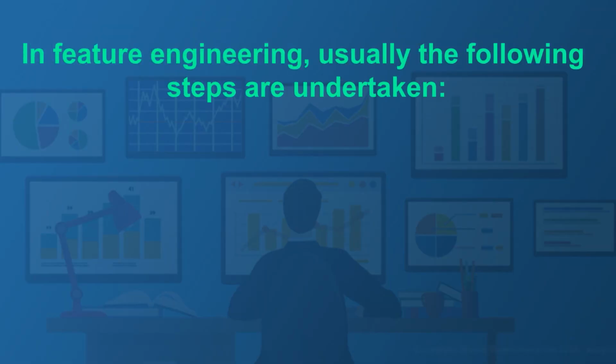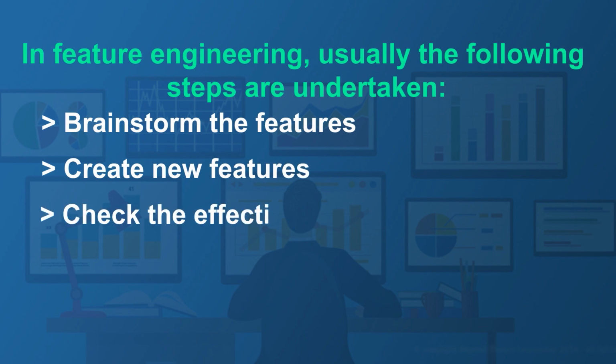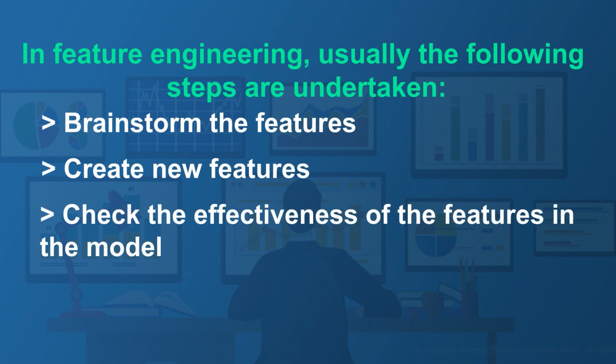In feature engineering, usually the following steps are undertaken: brainstorm the features, create new features, check the effectiveness of the features in the model, and then iterate. The success of all machine learning techniques depends on the way we present the data. This is why machine learning practitioners spend most of their efforts in feature engineering. In short, feature engineering transforms the input into something the machine learning algorithm is able to understand.